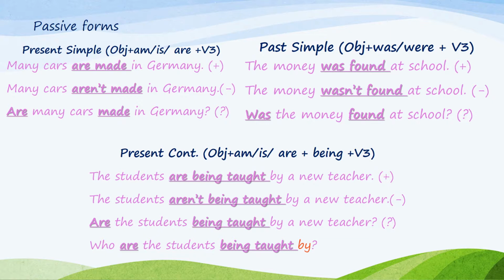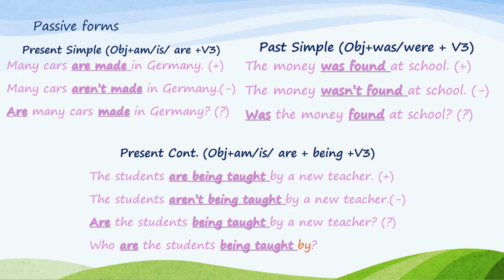Past simple is formed as putting was, were and verb 3 together. The money was found at school. You may see the negative and the question forms below. Present continuous is formed as am, is, are plus being plus verb 3. The students are being taught by a teacher. And you may see the negative and the question forms below.